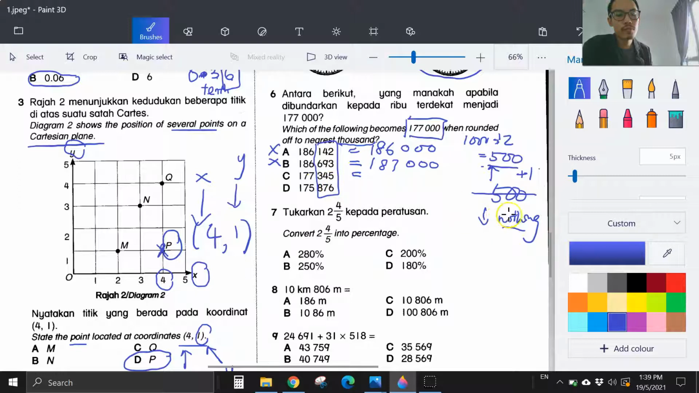345 is less than 500, so you don't plus 1, you just copy 177. And then the 345 becomes zeros. So this is the answer. Can you see that it becomes 177,000? Okay, let's do D also. This is more than 500, so we plus 1, so 175 becomes 176.